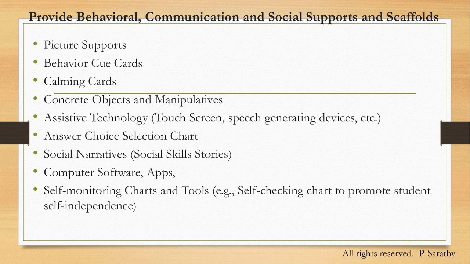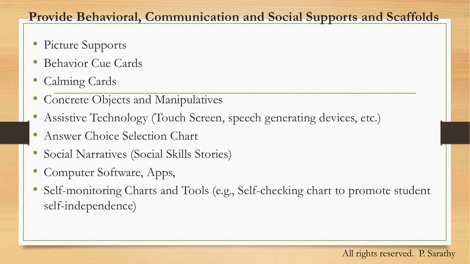Certainly concrete objects and manipulatives are very, very helpful for students who are functioning at the pre-symbolic level. And I cannot overemphasize the use of assistive technology to give a voice to the student. The only thing that I would like to mention here is sometimes we begin with a device that has far too many icons, so it may be helpful to use something simple like an eye-tactile communicator, where they are making a choice between 2 things. And answer choices, which is a choice board with 3 or 4 choices, just on a laminated sheet, and social narratives, which are social skill stories, and computer software and apps that you can use.